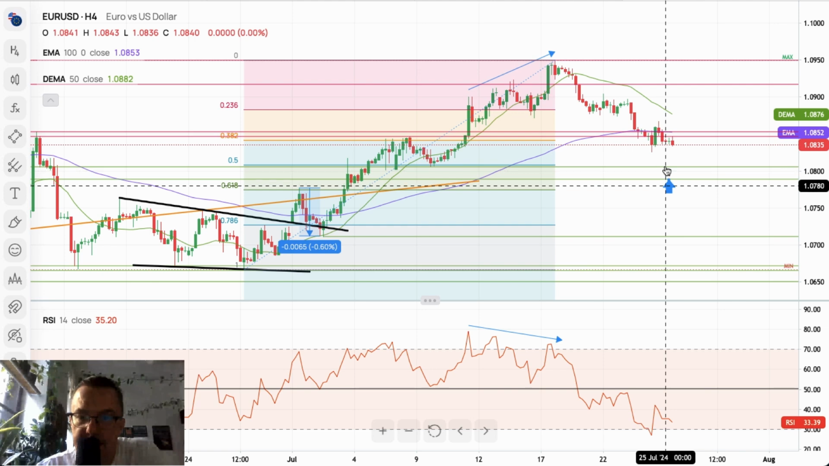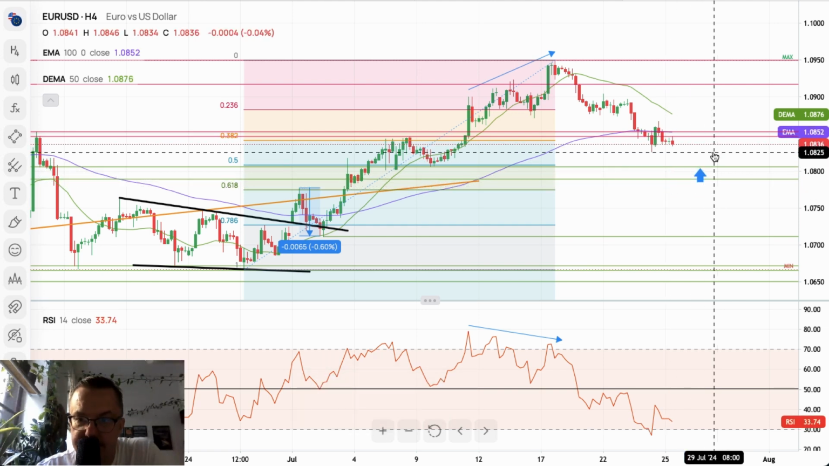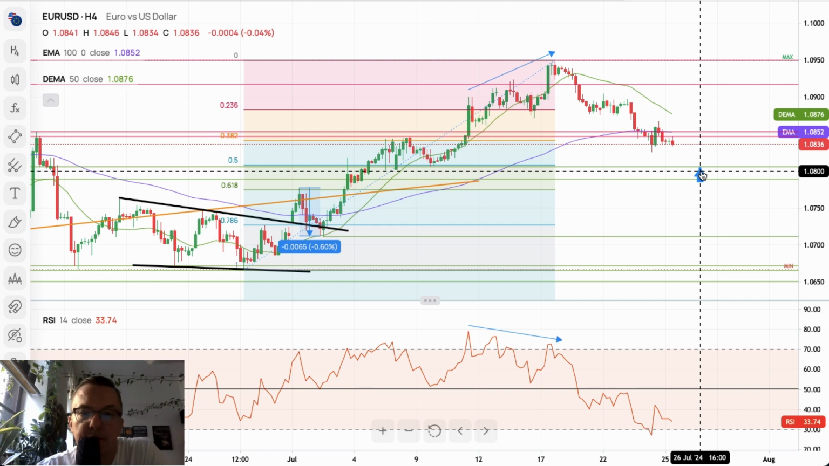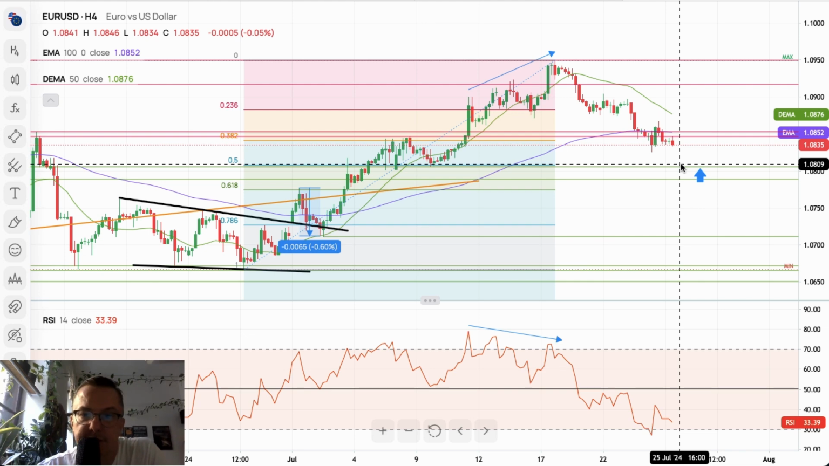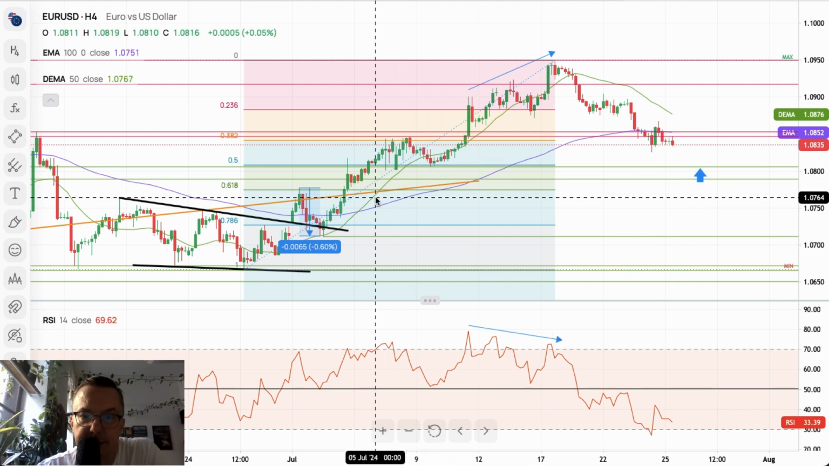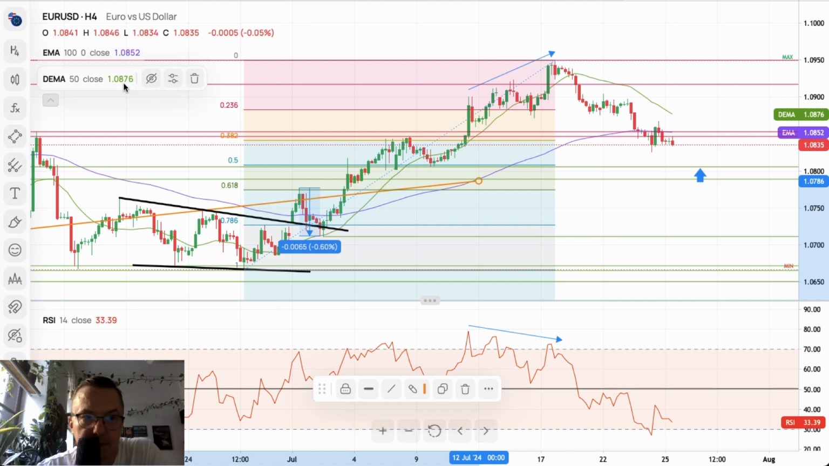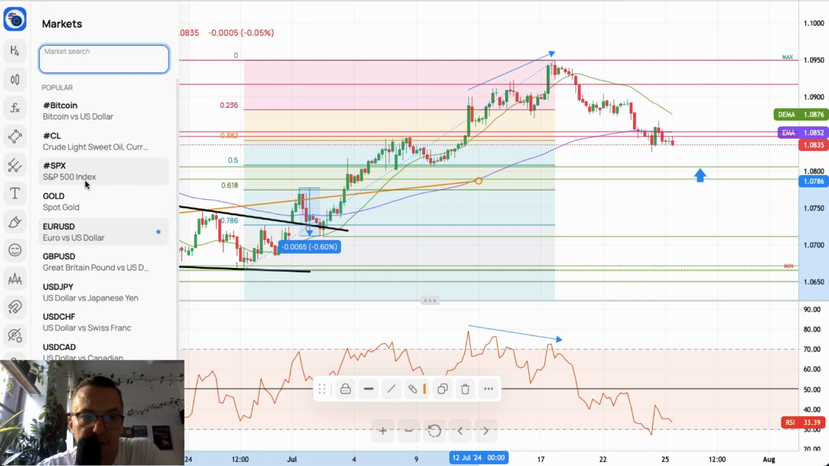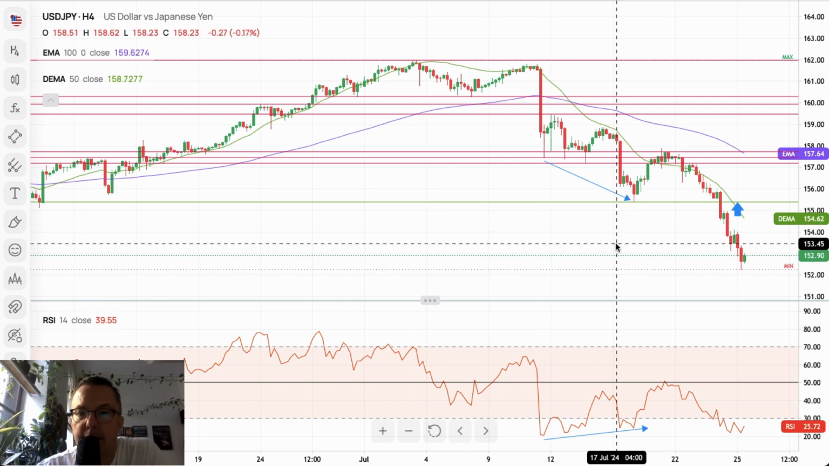So please take this into account. That's the level the blue arrow is pointing at. So that's the situation on the euro dollar. Correction continues. We are still moving lower, so there is no doubt about it whatsoever. Let's find out what the US dollar to Japanese yen is doing.